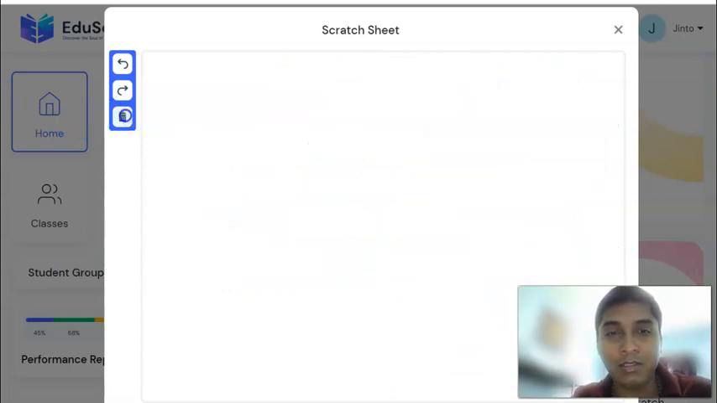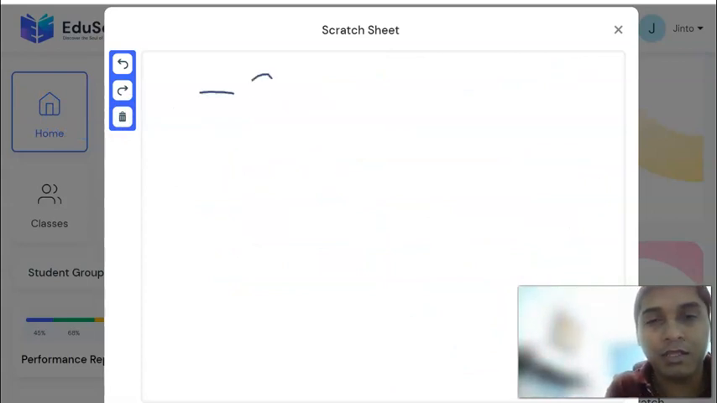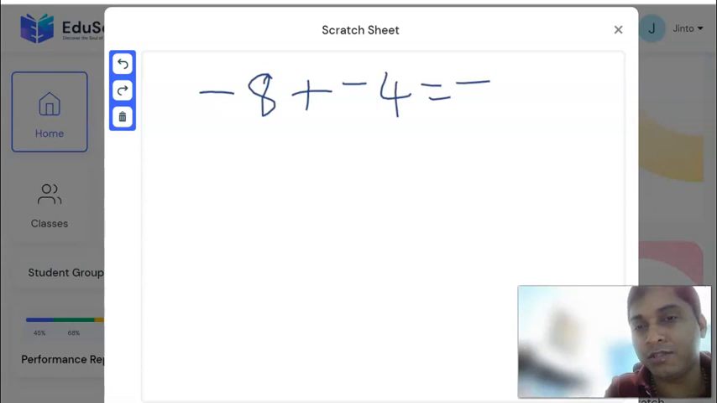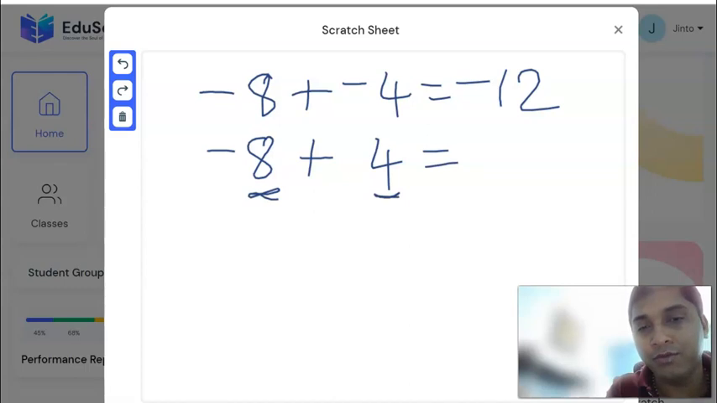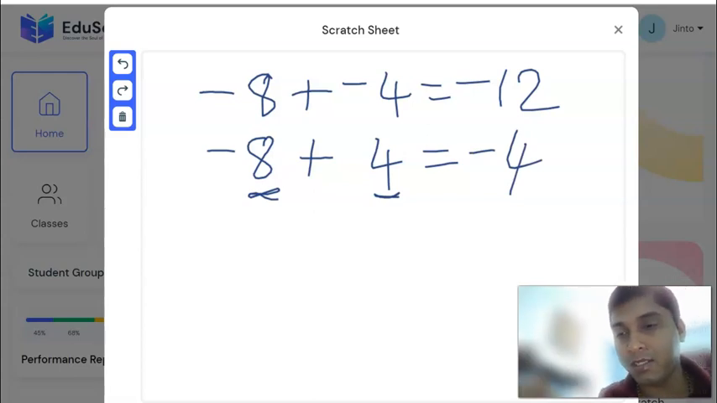So let's practice a little bit more. -8 plus -4, same sign, you just add them, -12. But -8 plus 4, different signs, therefore you take the difference between these two absolute values and go with the sign of the bigger absolute value. So -4, the difference is 4 and 8. How much apart they are? 4, and go with -8.